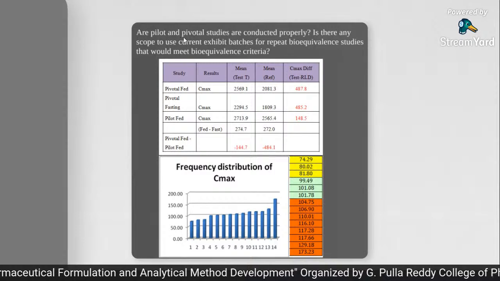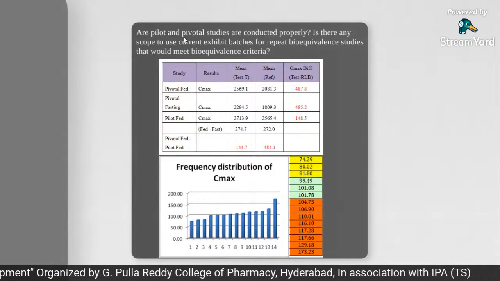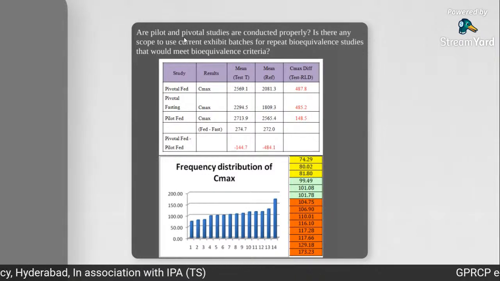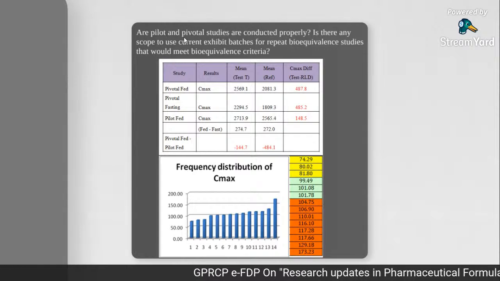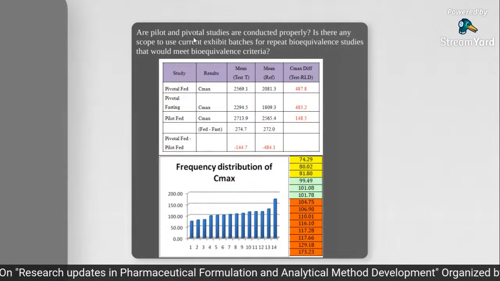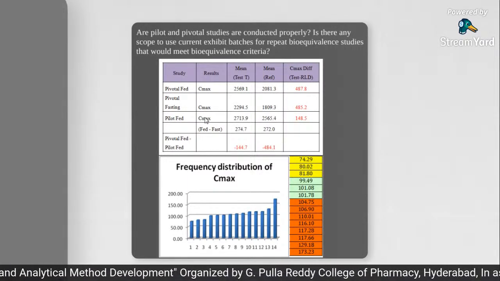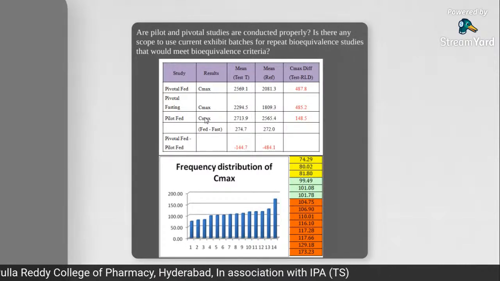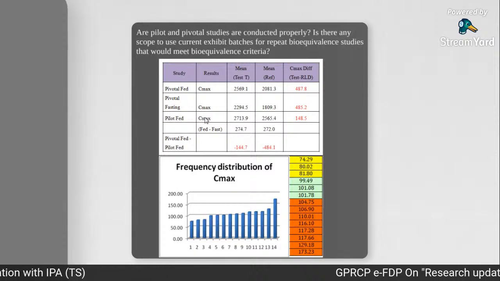Were the pilot and pivotal studies conducted properly, or did anything go wrong? Because in the pilot we got a positive result and in the pivotal we got a negative result. Is there any scope to use the same exhibit batch for repeat testing? If we repeat the testing, is there any chance of getting a positive result? That was our question, first of all. Here are the Cmax values, because the formulation failed in Cmax only. AUC was good, in between 80 to 125, both in pilot as well as in pivotal. But Cmax failed in pivotal, though it passed in the pilot.